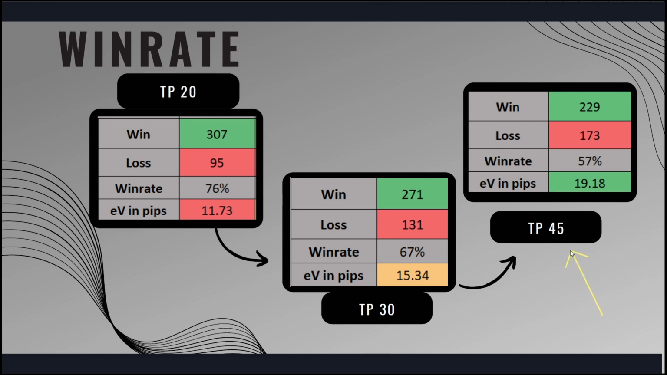And then with the TP 3-1, which is actually the main thing, I had a 57% win rate, 229 wins, so like 80 fewer than the 20, with almost double the losses. But at a 57% win rate, I still had 19 pips expected value per trade, which is very, very good. So this is a very profitable setup.